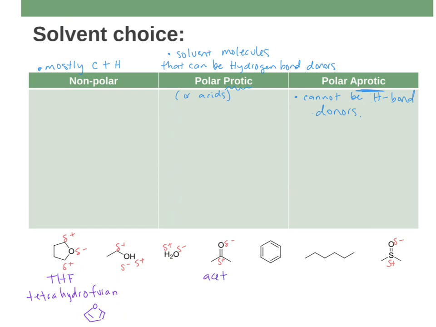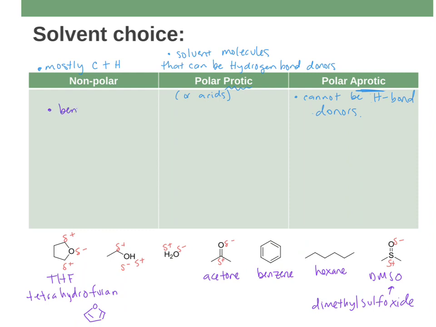This is acetone. I'm guessing you know what water and ethanol are. Here's benzene. You know what hexane is. And this is DMSO, which stands for dimethyl sulfoxide. So of these 7, the only ones that are nonpolar are benzene and hexane. They're all CHs, and I don't have any dipoles on them, so they're nonpolar. So I'll put those as examples down here.